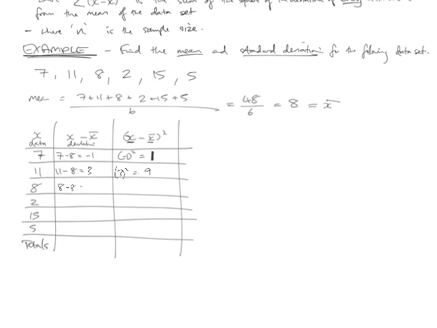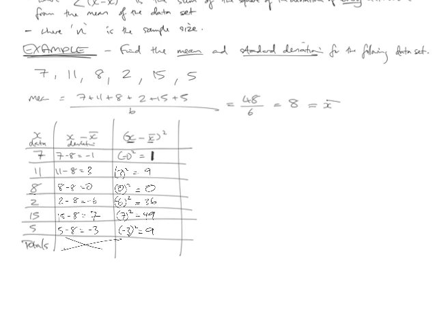8 take 8, there's no difference, there's no deviation between this data value of 8 and the mean, so that's going to have a square deviation of 0. 2 take 8 is going to be -6. -6 squared is going to be 36. 15 take 8, it's going to be 7. 7 squared is 49. And 5 take 8 is going to be -3. -3 squared is going to be 9.